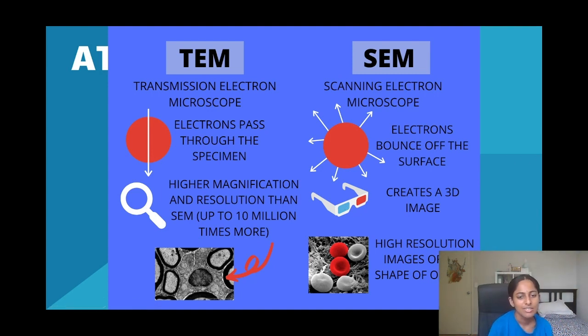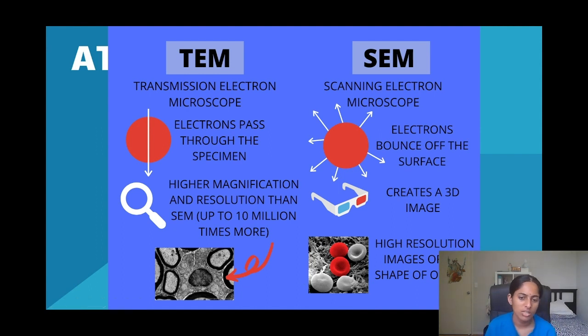So yeah, you can see the difference is that in a TEM microscope, it's not a 3D image, it's a 2D image, but it's very close up and detailed. Whereas in a scanning electron microscope, it would be much better to see the overall structure of a cell.